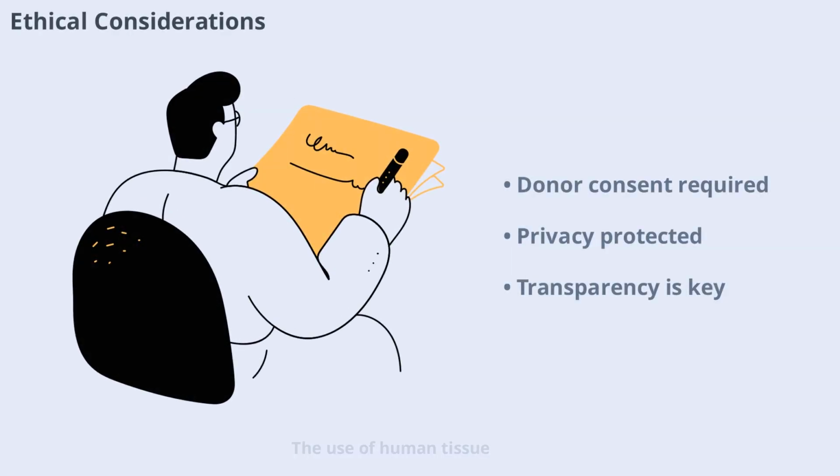The use of human tissue in medicine raises important ethical questions. Tissue banks follow strict ethical guidelines for donor consent, privacy, and use of donated tissues. Transparency and respect for donors are essential to maintaining public trust in allograft programs.